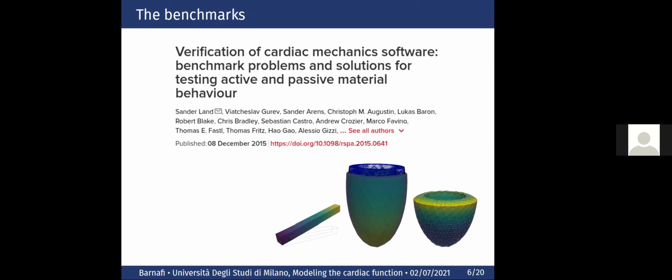We'll be using 3 kinds of benchmarks that are available here. I saw there's a presentation about benchmarks in a little while, so I'll be really interested in that. In the meantime, I'll be using these 3 ones, which is a beam, a swelling test, and a contraction test with the pressure in the inside, which is the most challenging usually. Okay, that's all for cardiac mechanics.